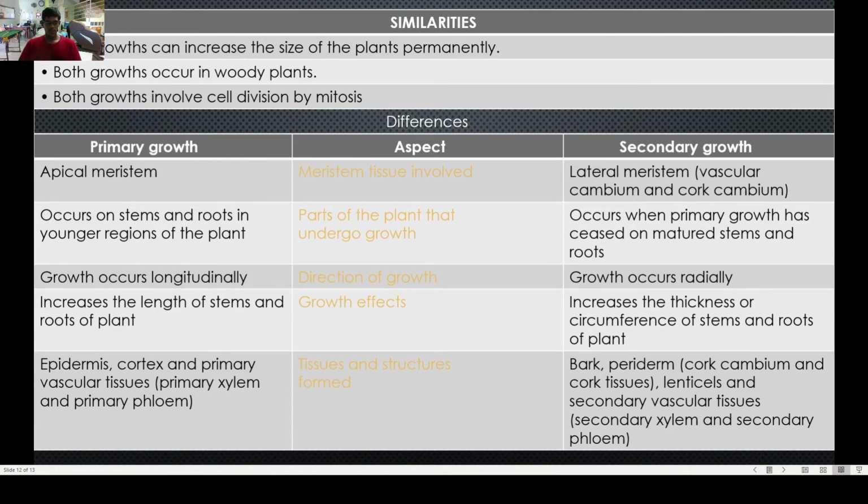Primary growth: epidermis, cortex, and primary vascular tissues, primary xylem and primary phloem. Aspect: tissues and structures formed. Secondary growth: bark, periderm, cork cambium and cork tissues, lenticels, and secondary vascular tissues, secondary xylem and secondary phloem.